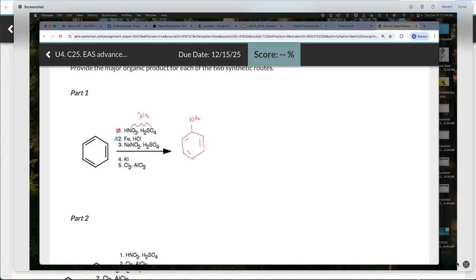What's the next reagent do? It does a full reduction. That takes us to the NH2. Now, potentially the tricky one, what's that next one do?